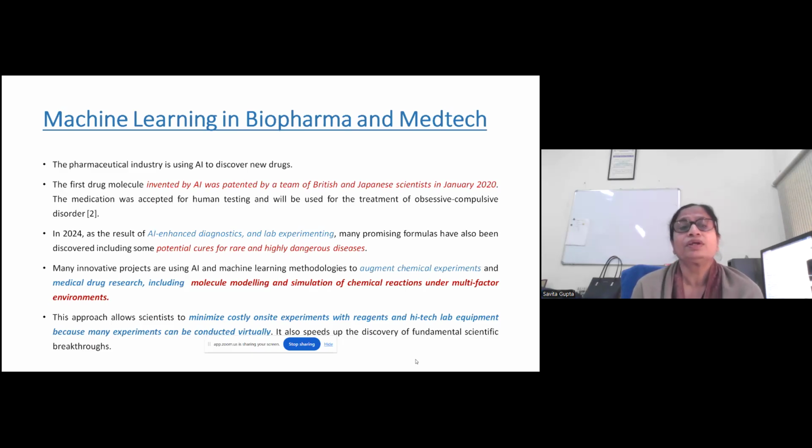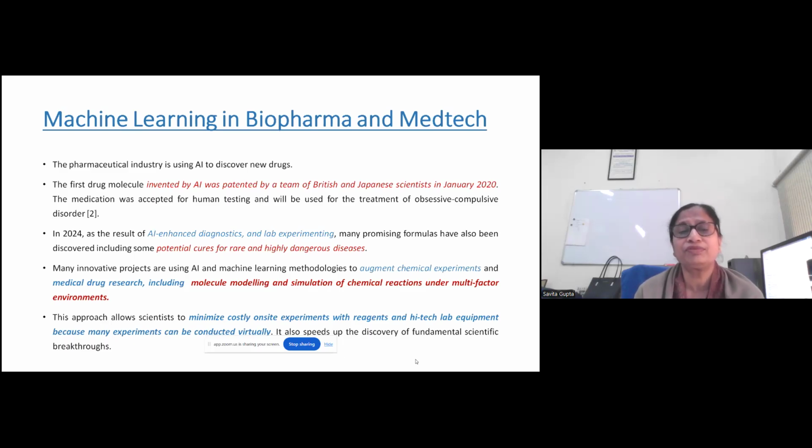And this medication is universally accepted for human beings and will be used for the treatment of obsessive compulsive disorder, which is one of the psychiatric neuro deficit disorders. In the current scenario, many people are having depression problems and OCD problems. So that medicine is invented for this particular problem.